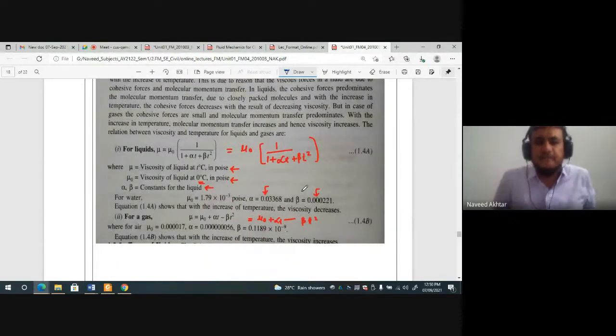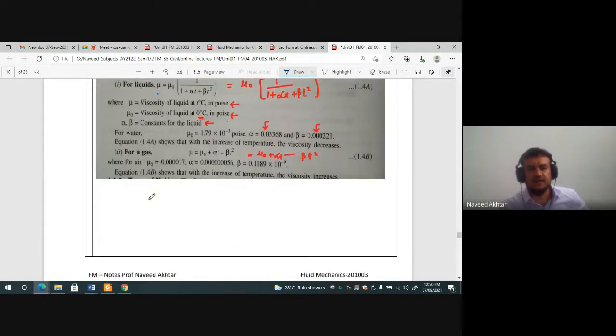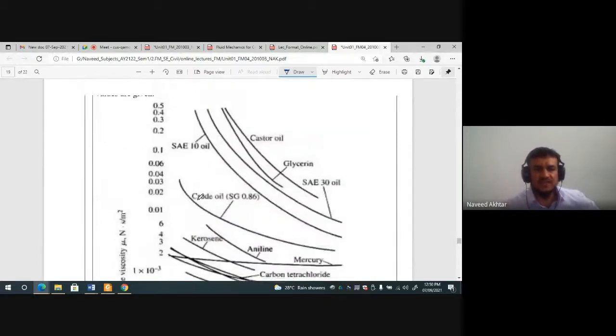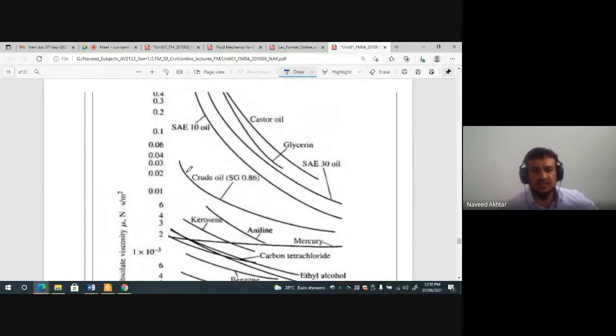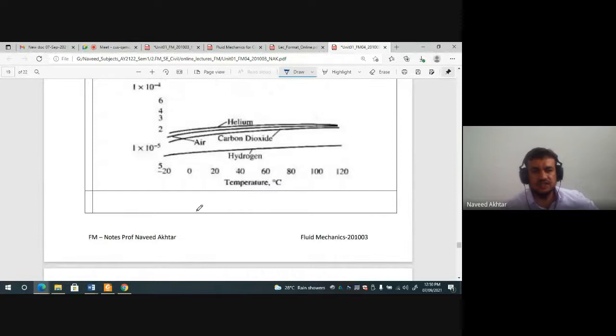When you increase the temperature, the viscosity of a liquid decreases. That's why here you can see the inverse relation. And for gases, if you increase the temperature, the viscosity increases. That's why it is proportional to the viscosity. Okay. Then viscosity of some of the liquids with respect to the temperature.